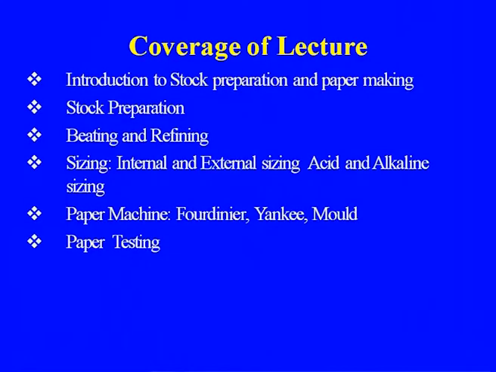So this will be the coverage of the lecture: an introduction to stock preparation and paper making. In the stock preparation part there will be beating, refining, and sizing, again internal and external sizing, acid and alkaline sizing. Then the paper machine, because depending upon the quality of the paper we use different types of machine: Fourdrinier machine, Yankee machine, mold machine, and sometimes a combination of Fourdrinier and mold.